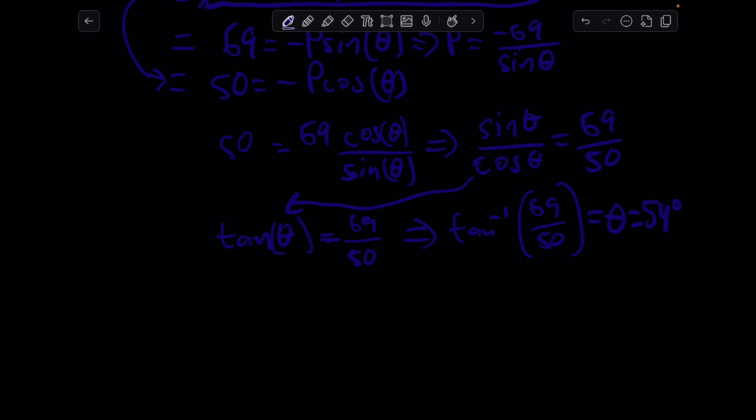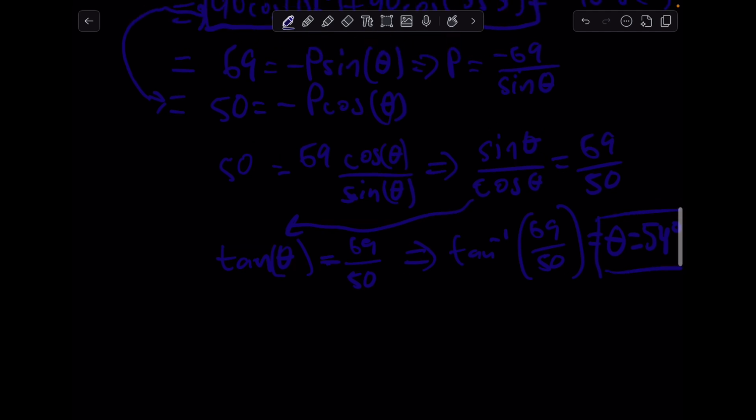So once we have this 54 degrees, theta equal to 54 degrees, then we can go ahead and plug it back into one of these equations right here. So I'm just going to use the 50 one. So 50 equals minus, I'm pretty much using this equation, but you could use this one too if you like, there's no problem. 50 minus P, we still don't know what P is, cosine theta. Well, now we know our theta, so we're going to input it, cosine of 54 degrees.